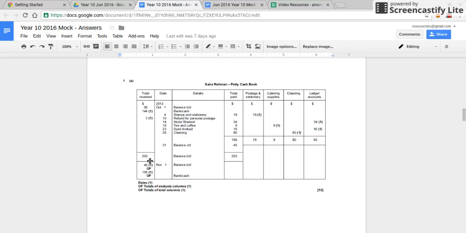So on the debit side, it's actually 203. So you should have left a gap, put 203 as the balance and total on the credit side, worked out there's a $45 balance carried forward, balance brought forward, and then made the balance up on the debit side from bank/cash.